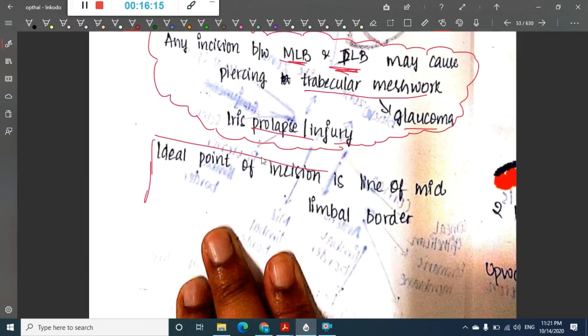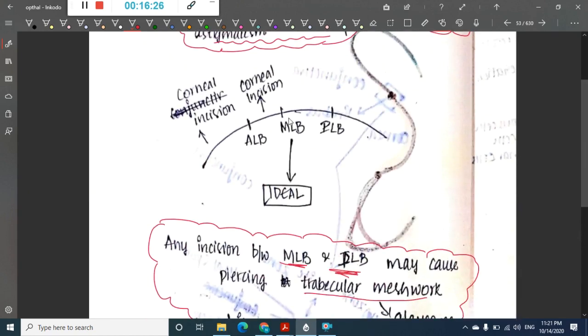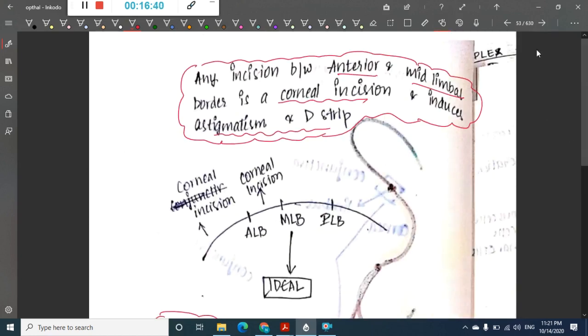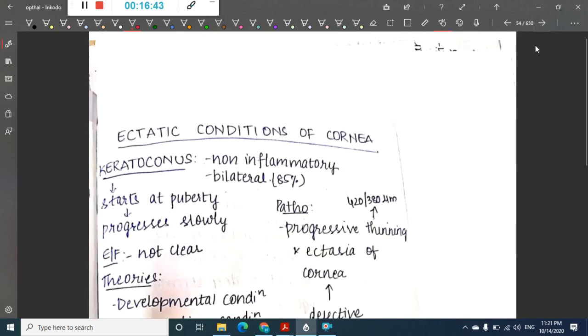Between the anterior limbal border and mid limbal border you should not give an incision, because that might cause astigmatism due to corneal injury, whereas between the mid limbal border and posterior limbal border you should not give an incision, because this will again lead to penetration or piercing of the trabecular meshwork, and thus it might cause glaucoma. So you should not give any incision between them.